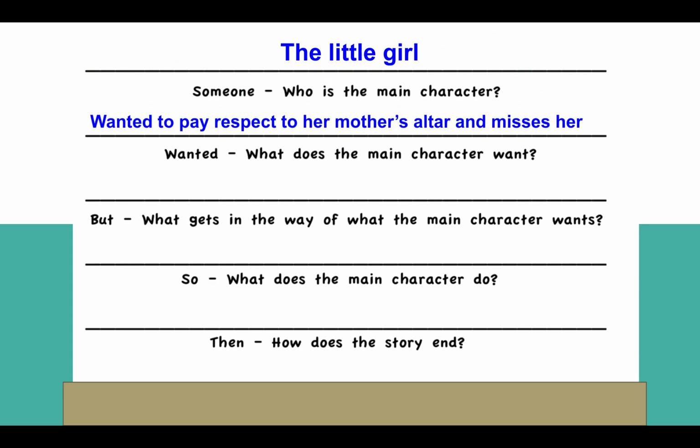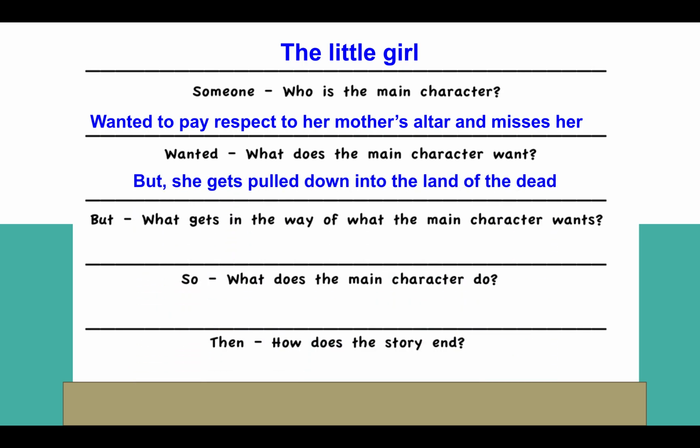Wanted. What does the main character want? The little girl wanted. Notice how we used the keyword wanted to start off that sentence. The little girl wanted to pay respect to her mother's altar and misses her. So pause and write that in the first 2 text boxes. Someone, wanted. And for the first sentence, we don't have to use someone to start off the sentence. We can just write the little girl. But on the other 4 sentences, you do use the keywords.